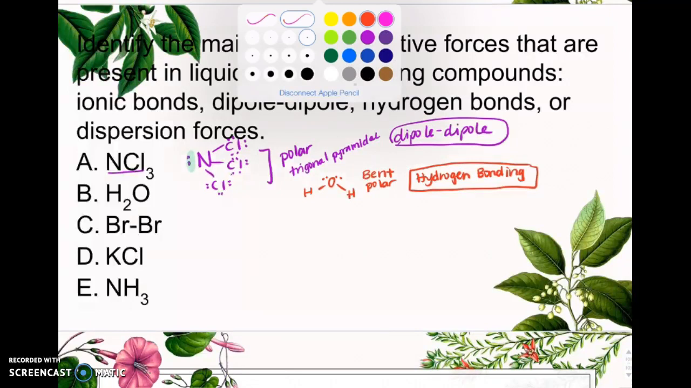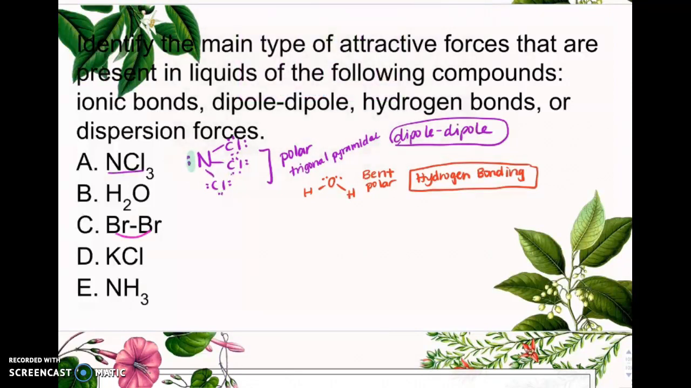Alright, so bromine, that's what you would call this. You don't call it dibromine or anything. This is just regular bromine because bromine, remember, is diatomic. So bromine is just a couple of bromines hanging out. They're sharing equally because they're sharing with themselves. So this is nonpolar. So if it's nonpolar, it can only be dispersion forces.